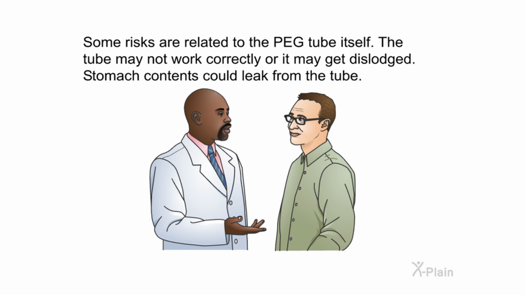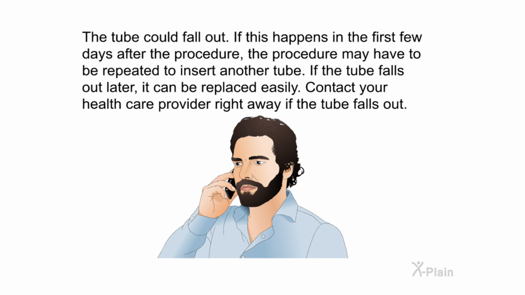Some risks are related to the PEG tube itself. The tube may not work correctly or it may get dislodged. Stomach contents could leak from the tube. The tube could fall out. If this happens in the first few days after the procedure, it may have to be repeated to insert another tube. If the tube falls out later, it can be replaced easily. Contact your healthcare provider right away if the tube falls out.